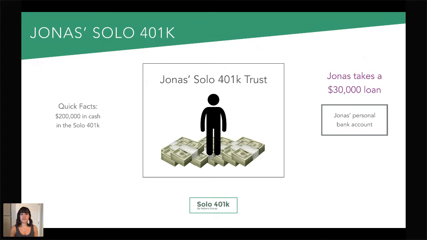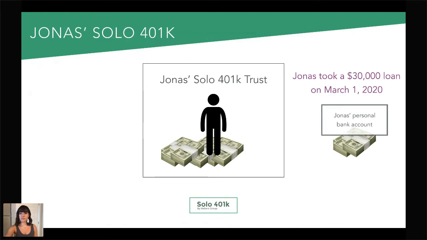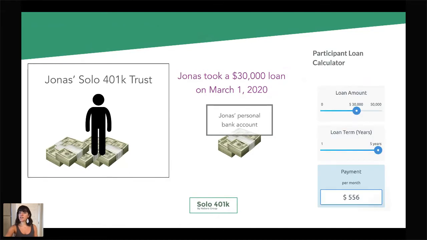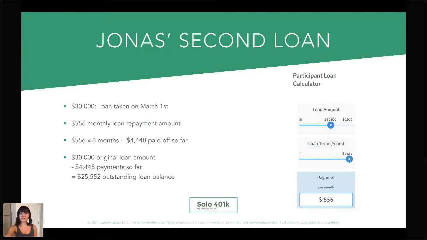For example, here's Jonas. Jonas has that $200,000 in cash. So he can technically take $50,000, but he's going to take $30,000. So he took that on March 1st. He used our participant loan calculator, figuring out his monthly payments. So now let's look at the calculation.